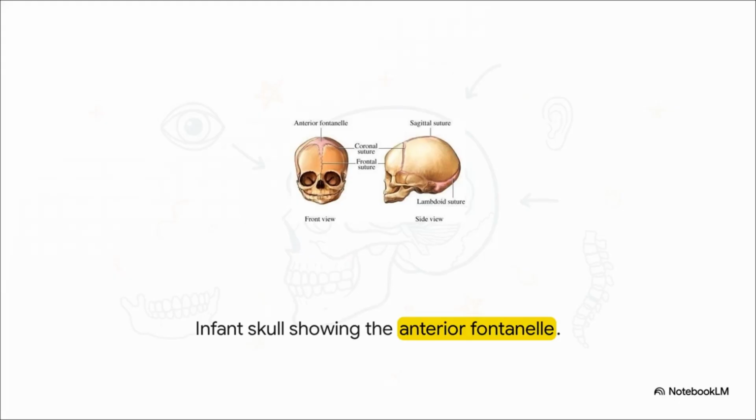You can see this brilliantly on an infant's skull. The most obvious landmark is that massive, cross-shaped area right on the top. That's the anterior fontanelle. Clinically speaking, you absolutely need to know this. That large membranous area doesn't fully ossify until the child is around 12 to 18 months old. For pediatricians, it's basically a literal window right into the cranial vault.